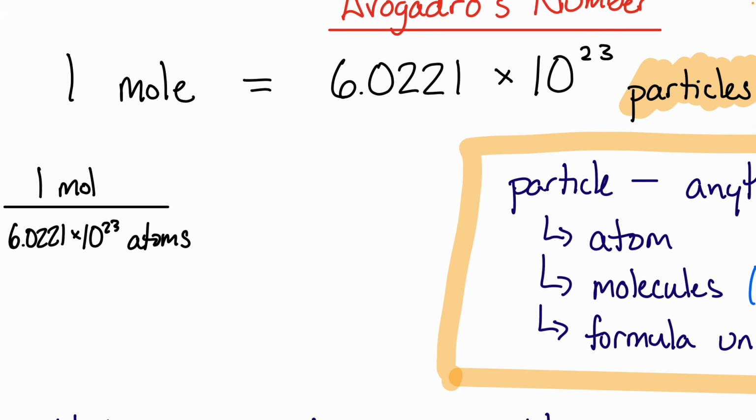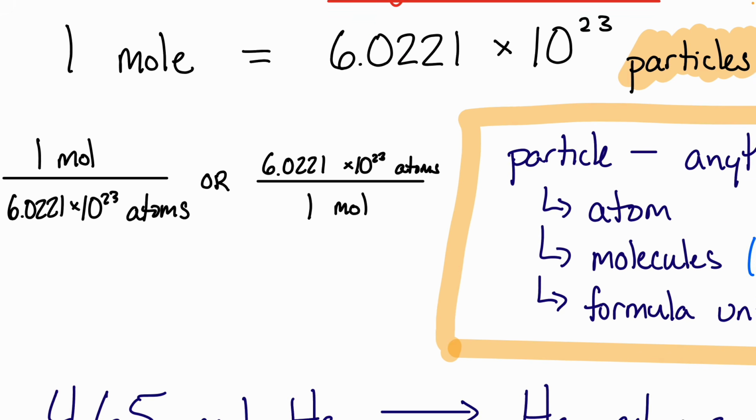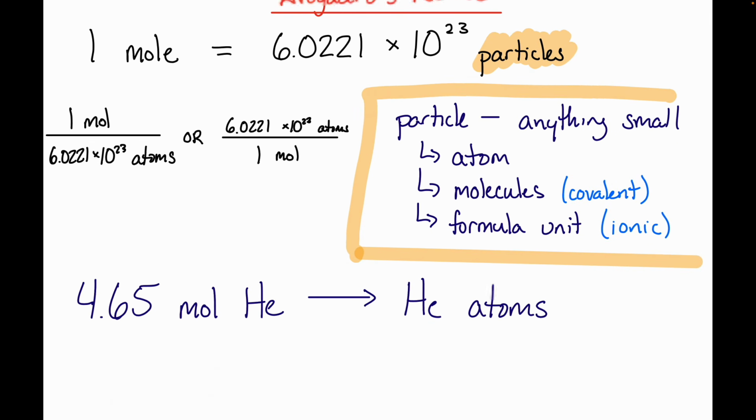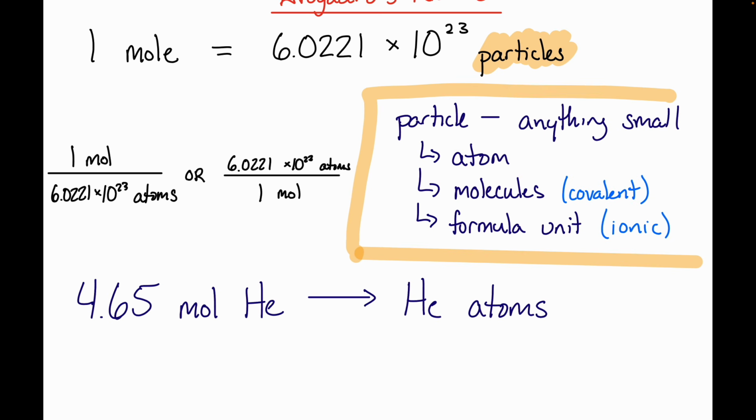Okay, and just like any of our conversion factors, I could use it as is, or what could I do with it? Flip it. Take that 6.0221 times 10 to the 23 atoms over 1 mole. All right, so given these two conversion factors that we built here, everybody take a second and see if you can't convert from 4.65 moles of helium into helium atoms.